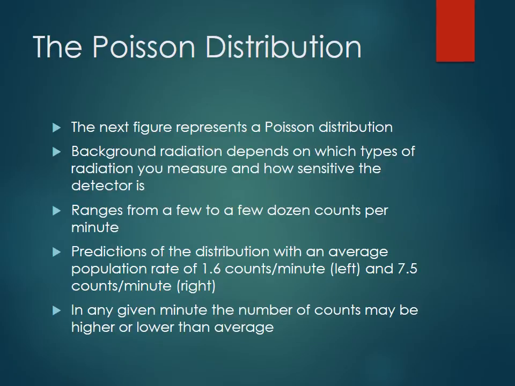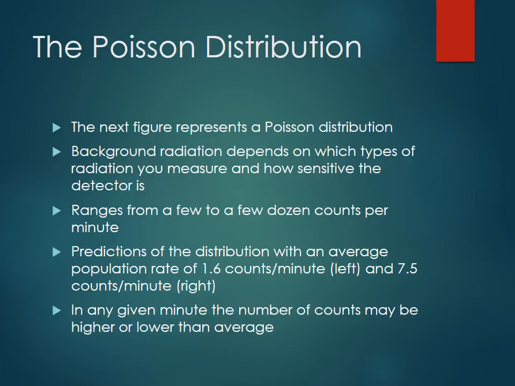So again, we'll show you a figure in the next slide of a Poisson distribution. The one that we're looking at here is going to be looking at background radiation counts that occur. So we have some kind of device that's measuring radiation counts over a period of time, basically just looking at background radiation.